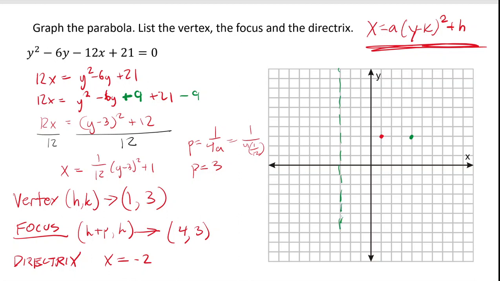Since p is 3, 4p is 12. Our latus rectum is 12 units long, which means I'm going to go 6 up and 6 down from the focus. So 1, 2, 3, 4. I have a point on the parabola right there. I have a point on the parabola right there. I believe I counted 6 correctly. And now if I drew it, it would just look like this.